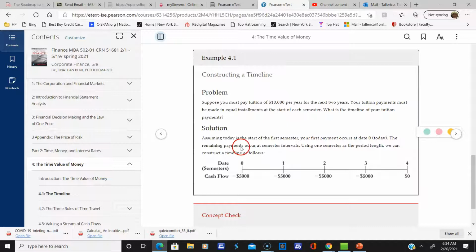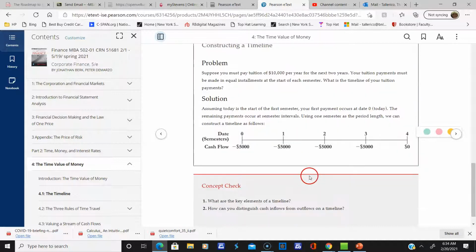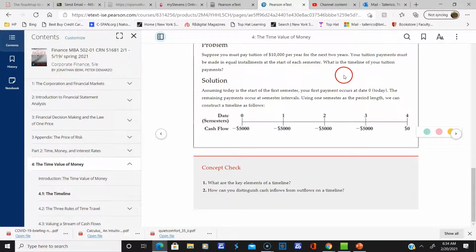All right, so you're going to pay your tuition here. Here's just an example, $10,000 per year. And this is semesters, right? So you're going to pay every 6 months, what, $5,000, I suppose? Every semester you're going to pay. So here's negative cash flows going out. So that's another example. So here's a timeline of equal installments of paying your tuition every semester.